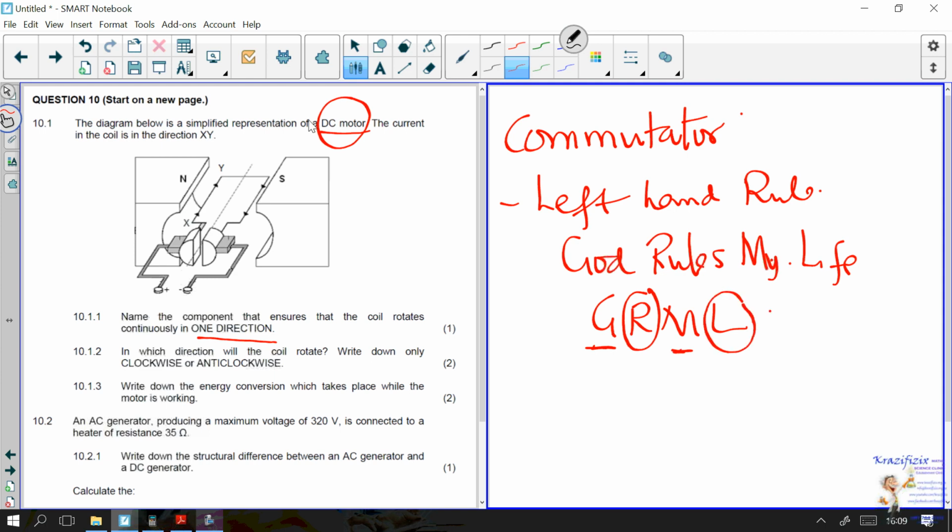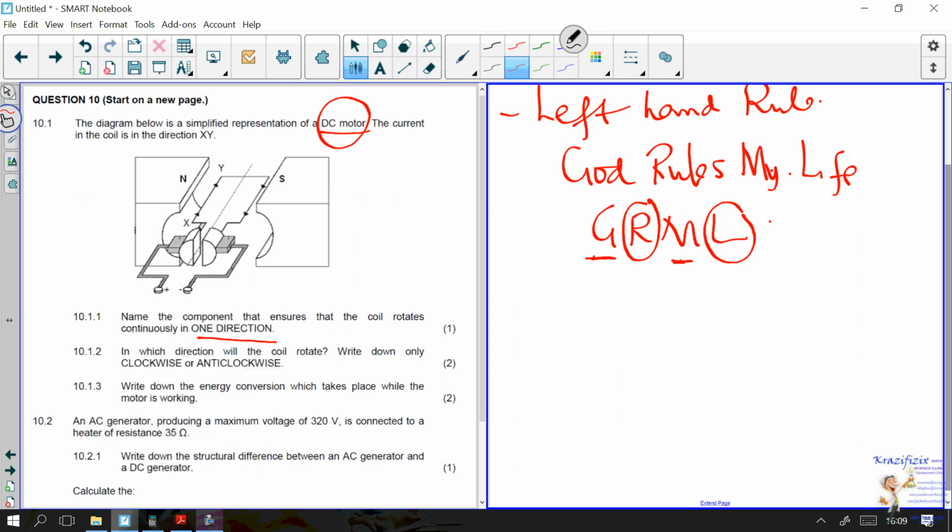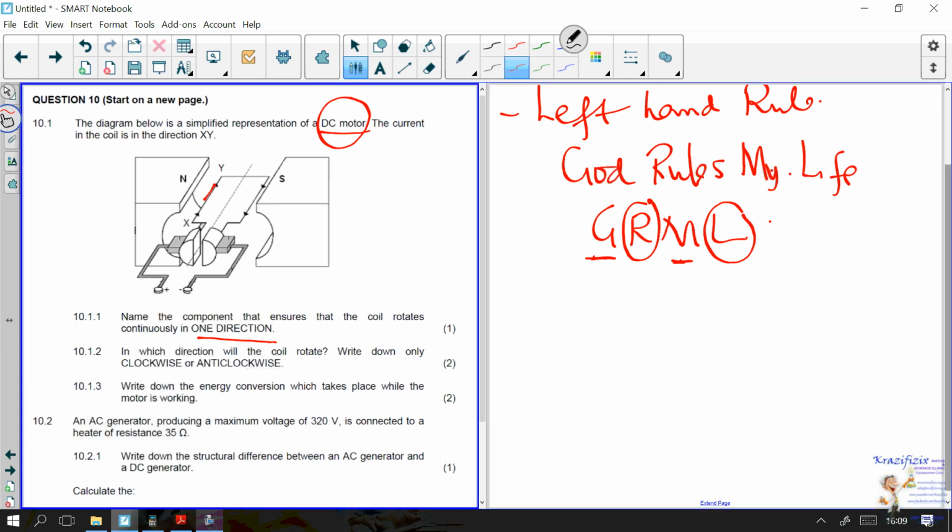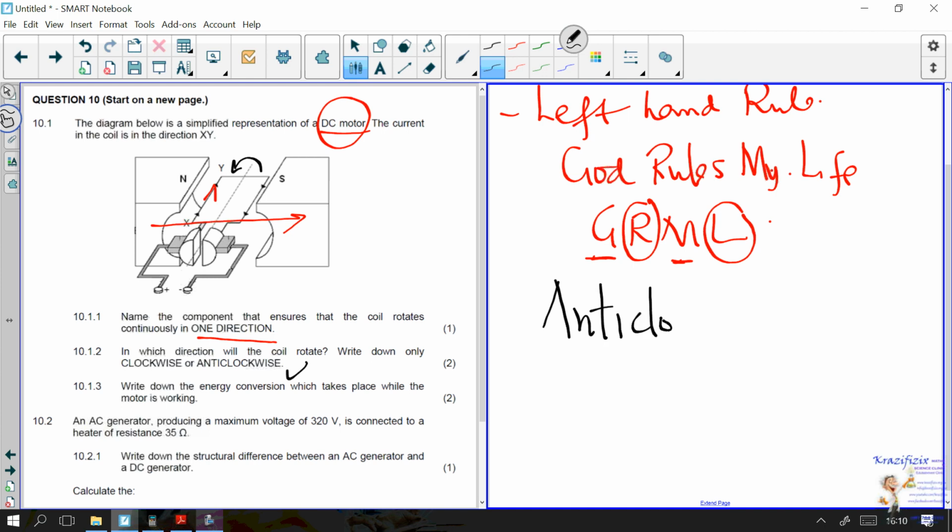Alright, so if you were to place your hand correctly here, what do you notice? Current is moving in this way. Your field is going that way. Alright, current going in. The force automatically forces this to move anti-clockwise. It's a pity I cannot show you my hand. I'm actually doing that with you right now, but unfortunately, I think that's one of the things we need to improve on. So my correct answer is anti-clockwise.